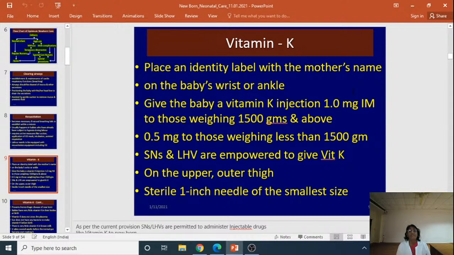Then about vitamin K. Vitamin K is given at the dose of 1 milligram for those who are weighing 1.5 kg and above. If they are less than that weight, what do we do? We give half of the dose. Instead of 1 milligram, we give 0.5 milligrams. The staff nurses and the lady health visitor are empowered to give vitamin K to the newborn children. And where is it given? It is given on the upper outer thigh with a sterile needle. It should be 1 inch and the smallest size.